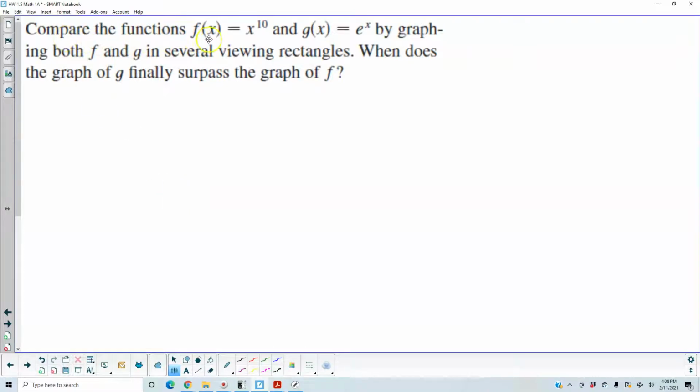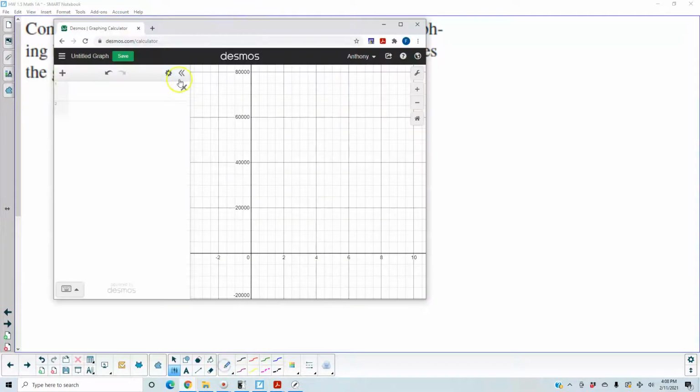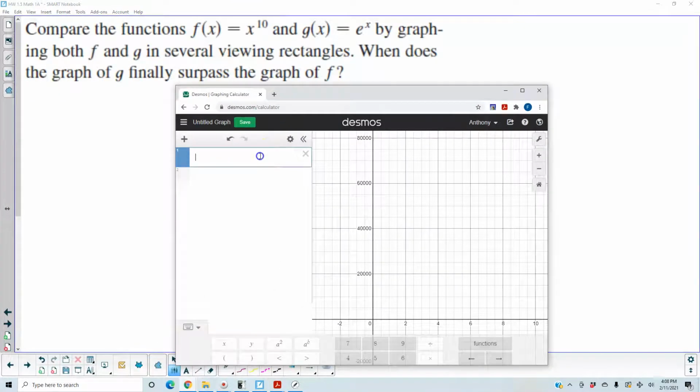Here we want to compare the functions f of x, which is equal to x to the 10th, and g of x, which is equal to e to the x, by graphing both f and g in several viewing rectangles. When does the graph of g finally surpass the graph of f? So let's go ahead and graph those two functions.